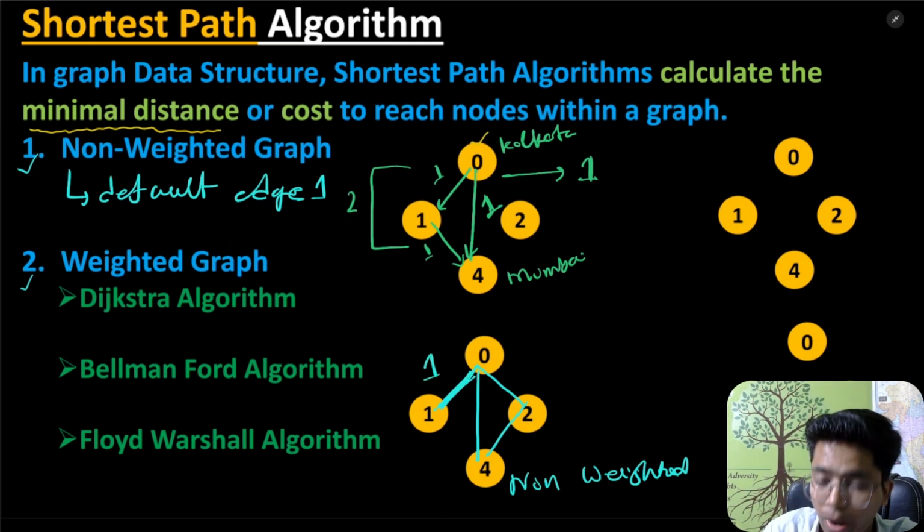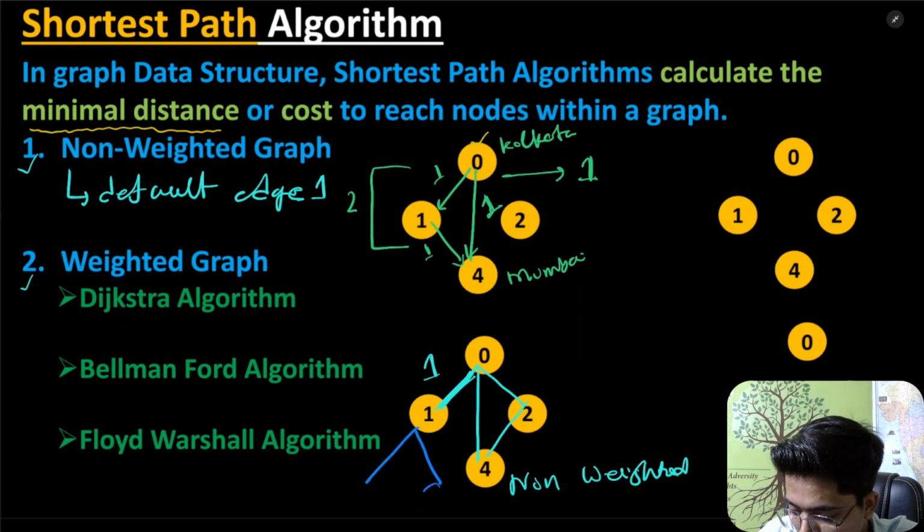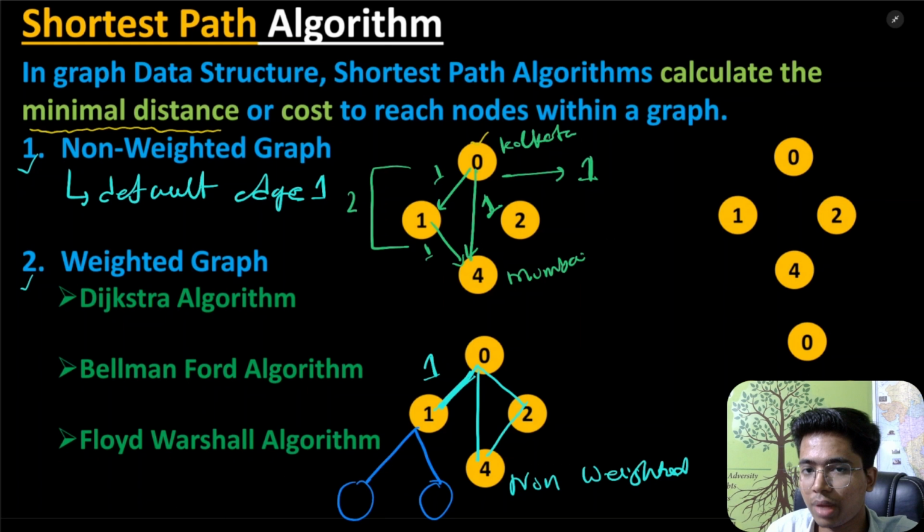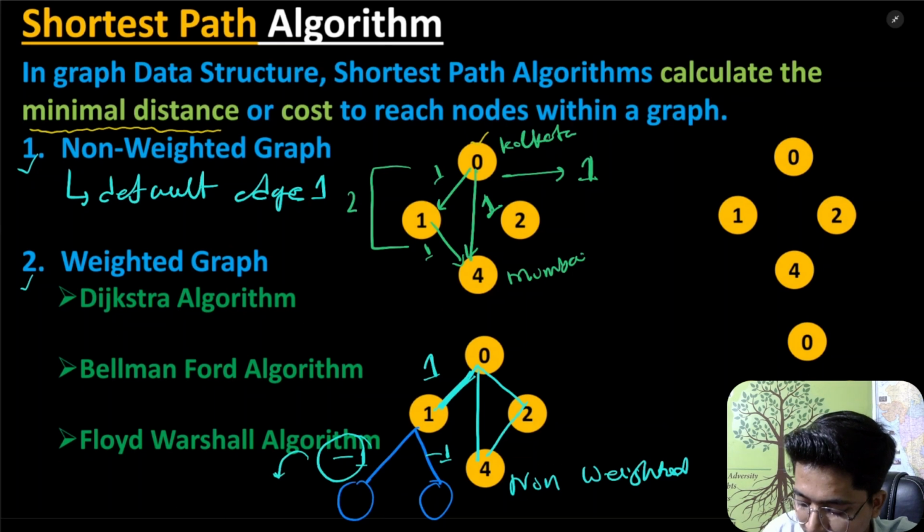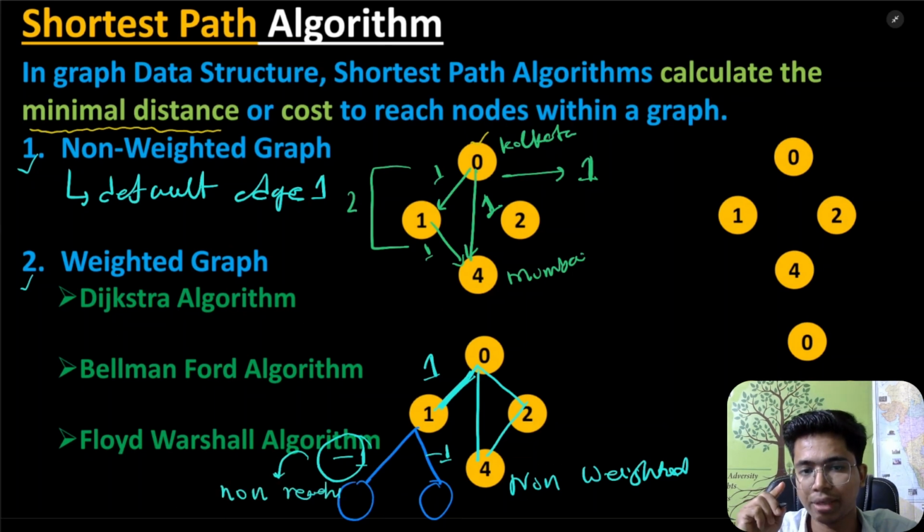Others that we haven't traversed, let's say there are more nodes like this, and these are also some cities, you can say. We'll just represent them as -1. That means we don't know the distance, that means non-reachable. Here we use -1 to represent the non-reachable state, that means that position is non-reachable. So this is the non-weighted graph case.